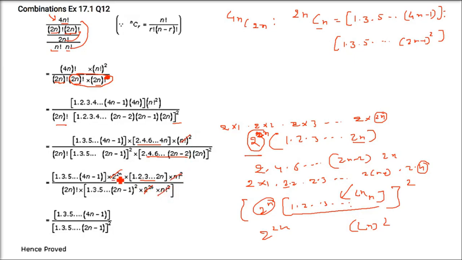Right? So what are you left with? You are left with 1, 2, 3, 2n. Right? So factorial 2n also gets cancelled. This is also factorial 2n. So this only remains, right?